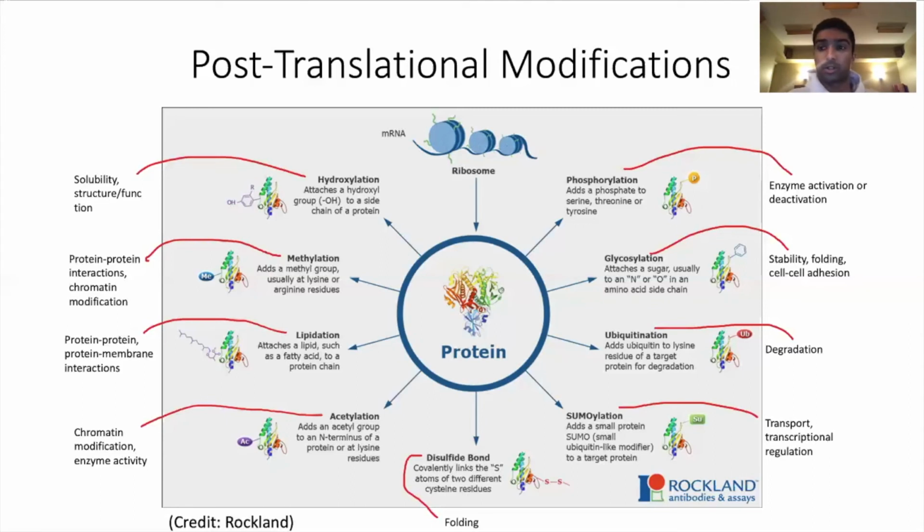Ubiquitination works with the ubiquitin proteasome pathway that we talked about earlier, and that obviously degrades proteins. Glycosylation attaches a sugar to an N or an O in an amino acid side chain, and this helps with stability, folding, cell-to-cell adhesion, as well as a bunch of other stuff. Phosphorylation adds a phosphate, so PO4, I think 3 minus, to certain residues on a protein, and this either activates or deactivates an enzyme by changing its energy.